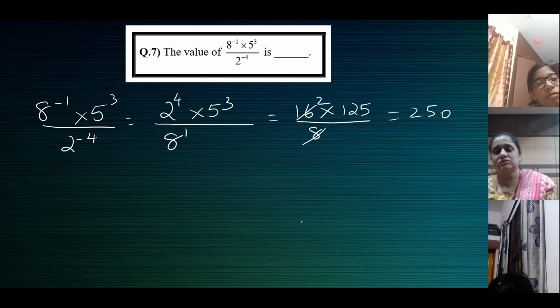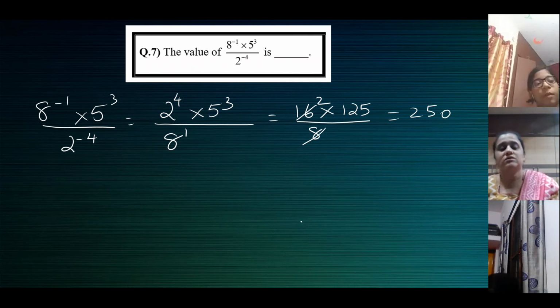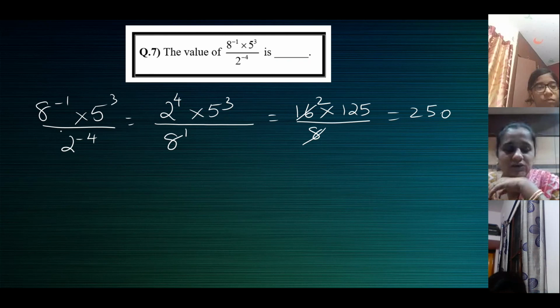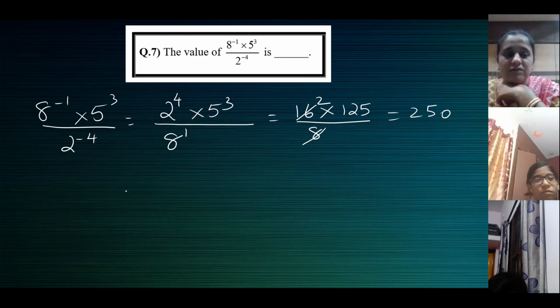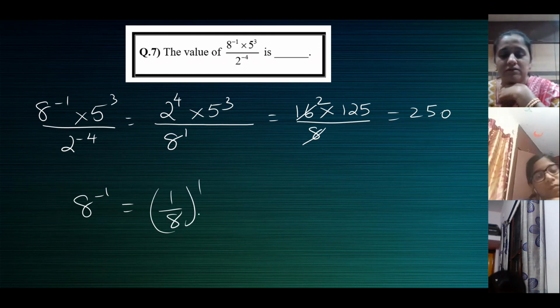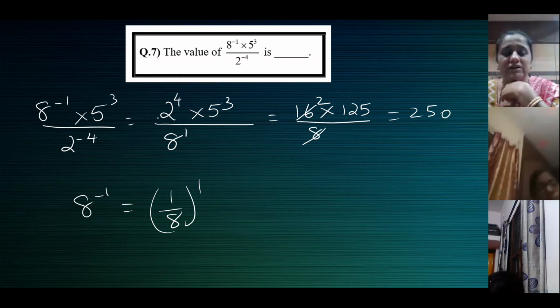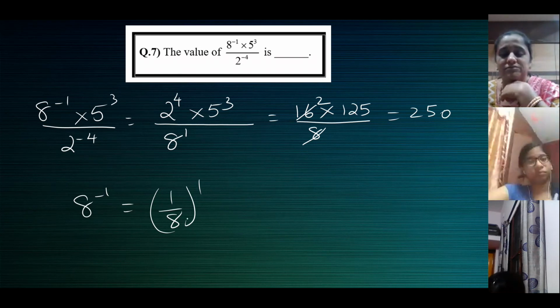How will it change if 8 raised to the power minus 1 came to the denominator, ma'am? That's the equivalent of 8 to the power minus 1. What's the equivalent of 8 to the power minus 1? It's 1 by 8 to the power 1, right? Yes, ma'am, 1 by 8 to the power 1, meaning it will come down to the denominator.